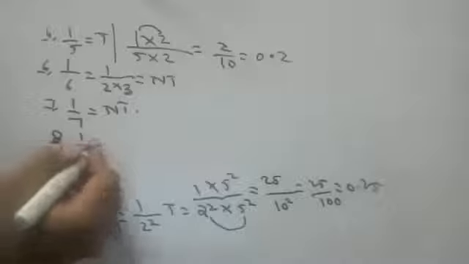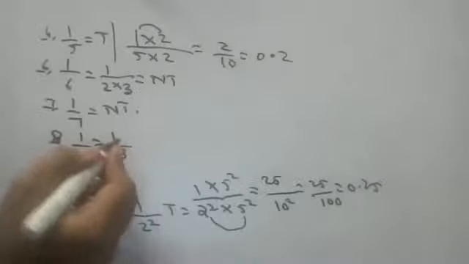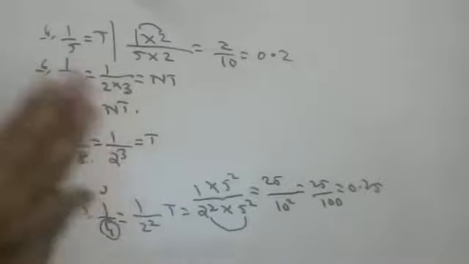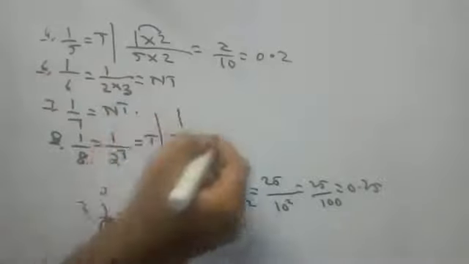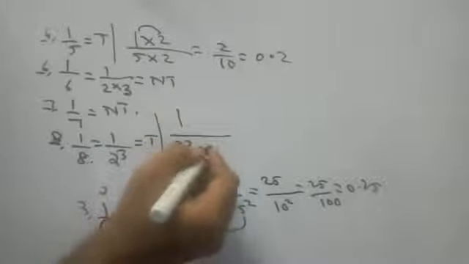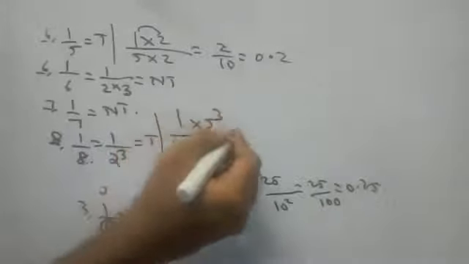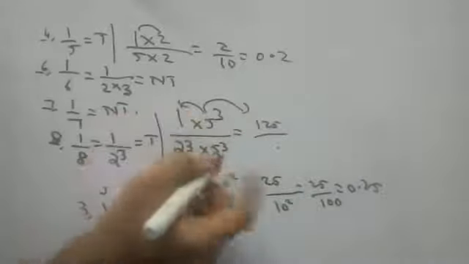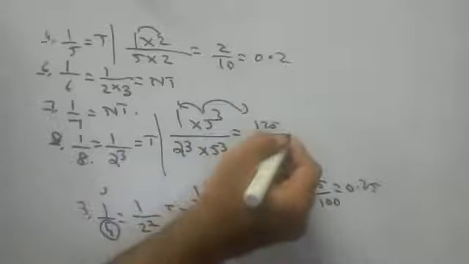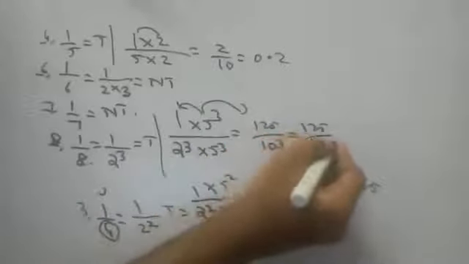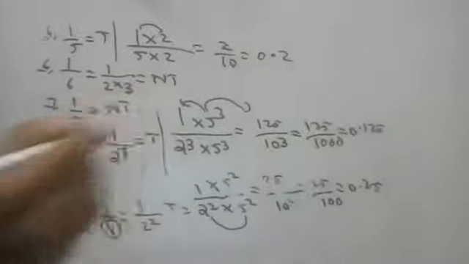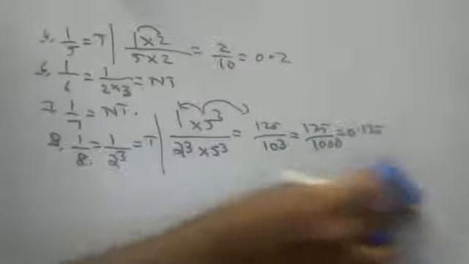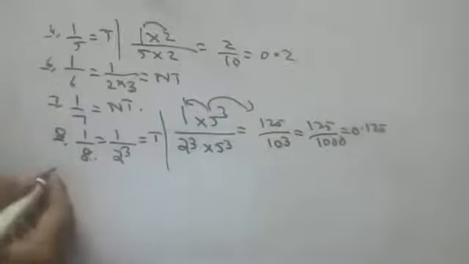1 by 8. Prime factorization of the denominator is 2 cube. Yes, it is terminating because the denominator has only 2 and 5. So 1 by 2 cube. When 2 cube is there, multiply and divide with 5 cube. 5 cube is 125, so 1 times 125 is 125. And this we can write as 10 cube. Children, 10 cube is how much? 1000, so 0.125. Without division, we have to convert into decimal. As I keep doing the sums, you will understand, children.